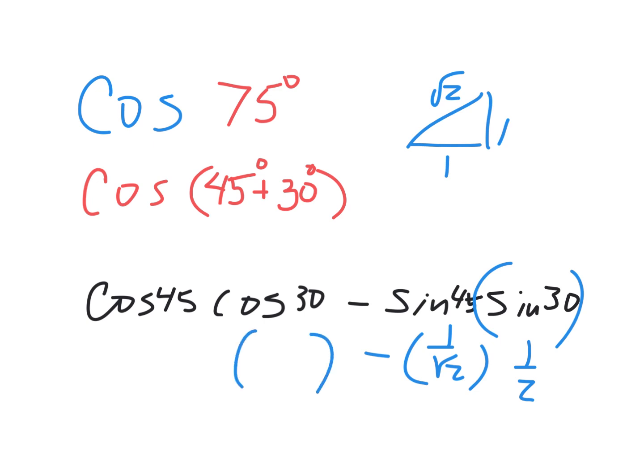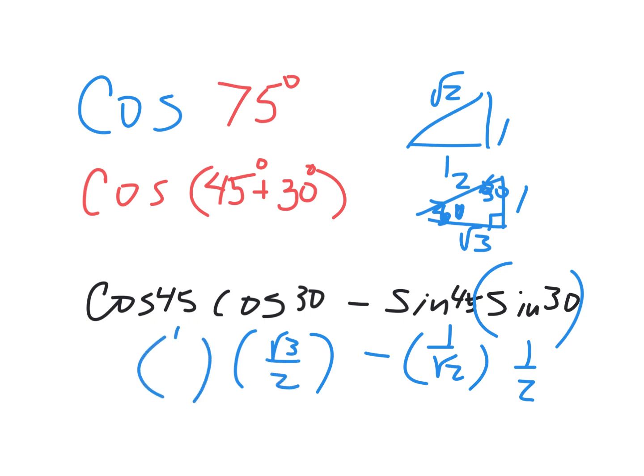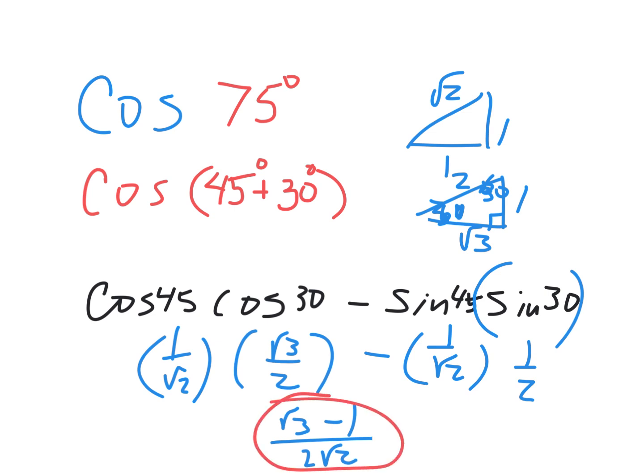Cosine of 30, it's the same as sine of 60 if I wanted to do it that way, because you learned about cofunctions. But that's 30, 60, 90, so 1, 2, square root of 3. Cosine is adjacent over hypotenuse, root 3 over 2. Cosine of 45 is 1 over root 2. Root 3 minus 1 over 2 root 2. Looks very similar to the last one we did. Raise your hand if you had that one right. Cool. That one's not too hard.